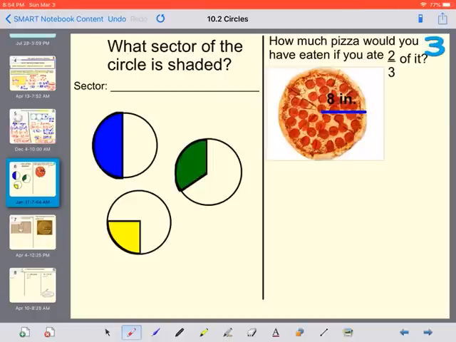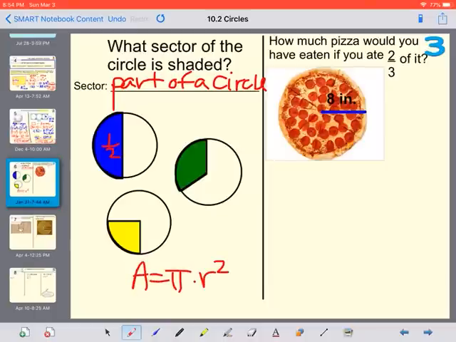Alright, on the back side on the next page, we're looking at what is called a sector of a circle. What sector of the circle is shaded? And what is a sector? It's simply just part of a circle. So in the blue one here, what sector is shaded in? Well, half of the circle is shaded in. If I found the area of the whole circle, pi times radius squared, once I find my answer, I could just divide by 2 to figure out what is half of that. This one is a third, so if I find the area of the whole circle, I could divide by 3 to figure out what's 1/3. And this one is a fourth of the circle. If I found the area of the whole thing, I could divide by 4 to find the area of just that piece.